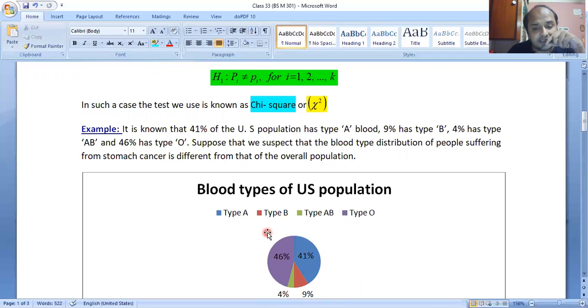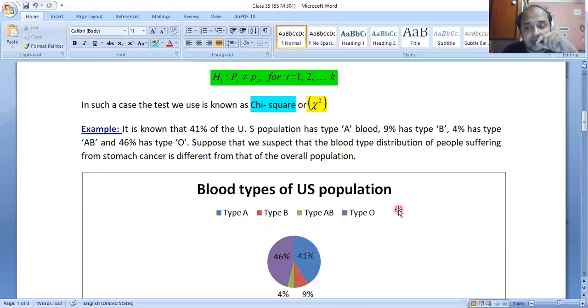So I am representing that this violet color portion represents the 46% of the population which is having type O. 41%, this blue colored portion, is showing you the percentage of population which is having blood type A. This red color portion is the 9% of the population having blood type B, and this green colored portion is the percentage of the population which is having blood type AB. So after we add this, we get the entire circle, which is 100%, representing the blood types of the population.